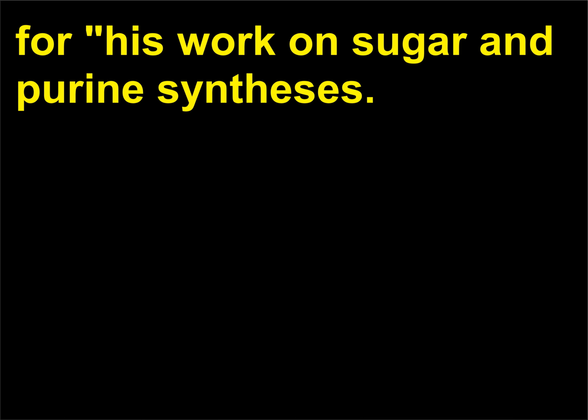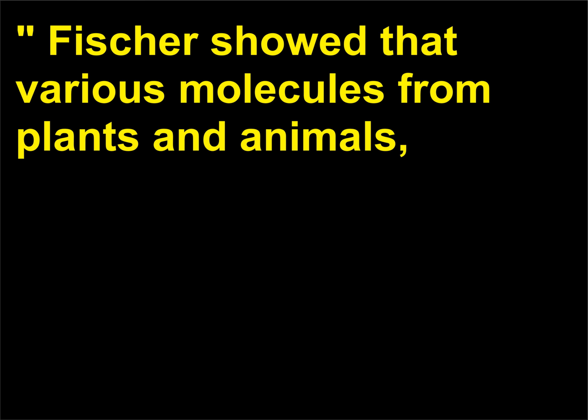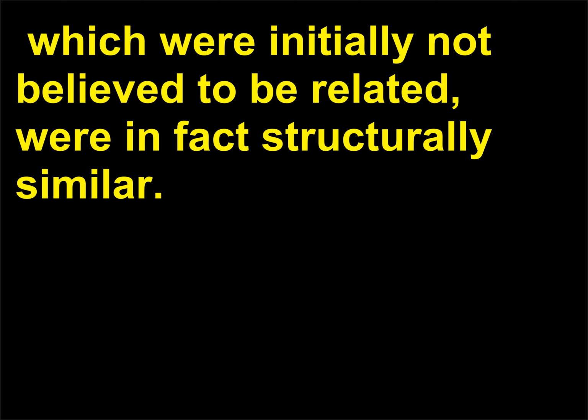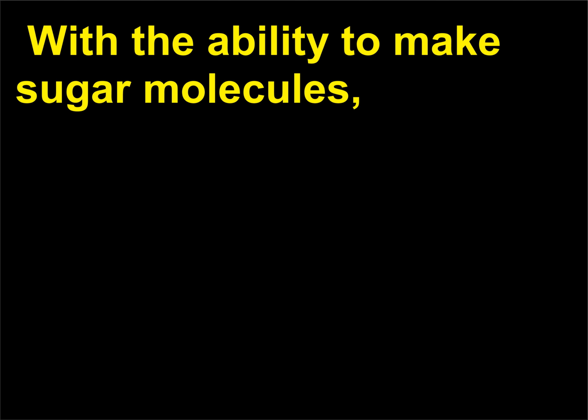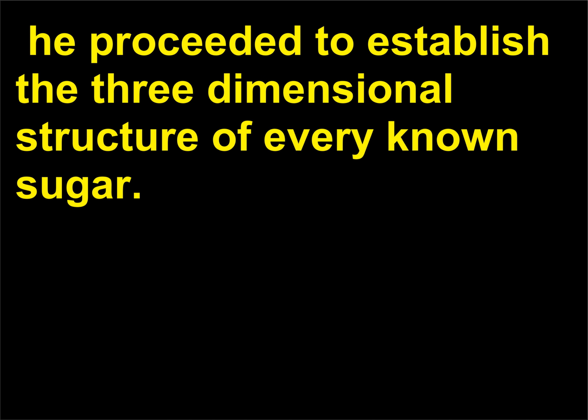For his work on sugar and purine synthesis, Fischer showed that various molecules from plants and animals, which were initially not believed to be related, were in fact structurally similar. He went on to show that various sugars could be made in the lab from simple chemicals like urea. With the ability to make sugar molecules, he proceeded to establish the three-dimensional structure of every known sugar.